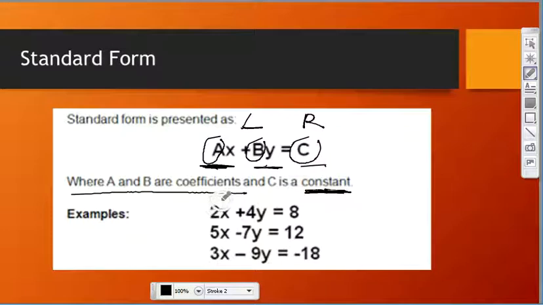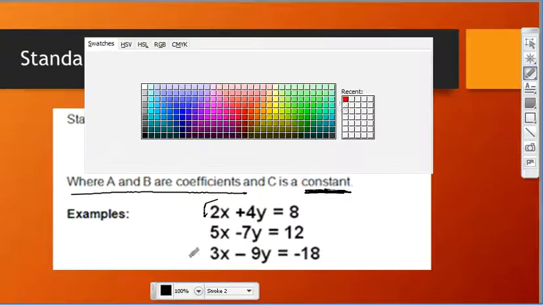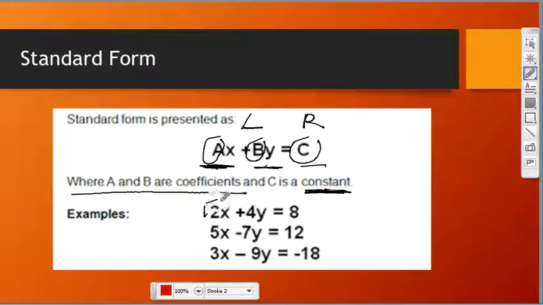When we look at this example, 2x plus 4y equals 8, the coefficient of the x term is 2. The coefficient of the y term is 4, and because there's a plus sign in front of it, that makes the coefficient a positive 4. So the a would equal 2 and the b would equal positive 4.